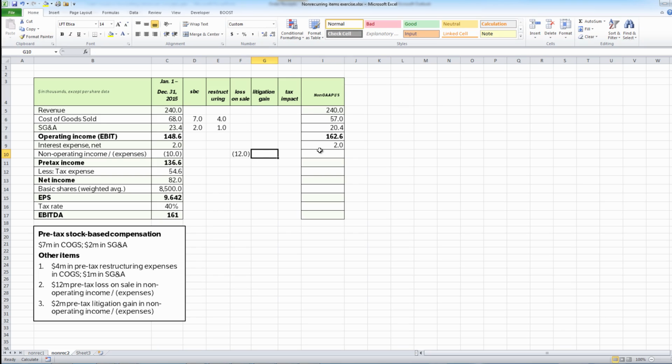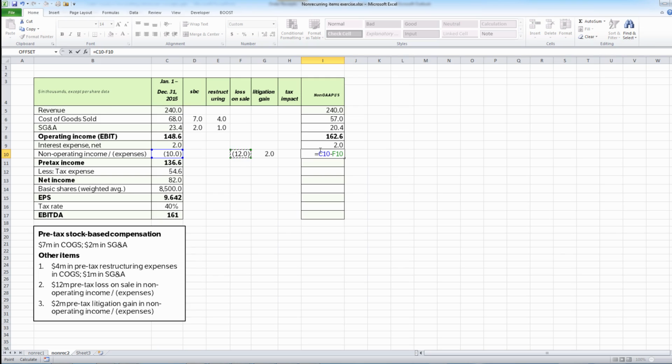And then we have a litigation gain of 2, so that's a positive. And so if we're looking logically at an expense category of $10 million, and we're saying ignore $12 million of expenses buried within that category and a $2 million gain, the net result is actually that category is 0. We start with an expense of 10. We're saying ignore, so exclude $12 million.